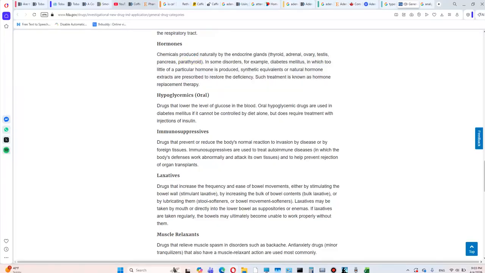Parathyroid. In some disorders, for example, diabetes mellitus, in which too little of a particular hormone is produced, synthetic equivalents or natural hormone extracts are prescribed to restore the deficiency. Such treatment is known as hormone replacement therapy.